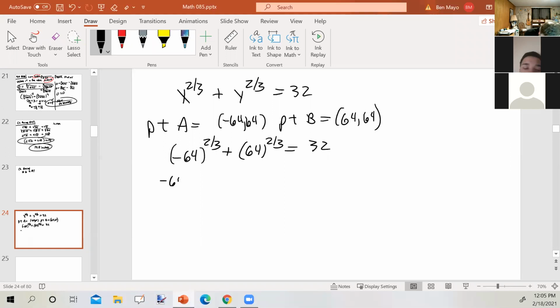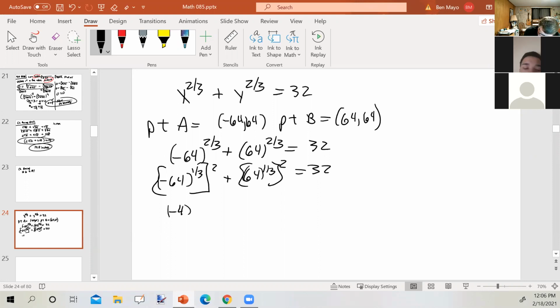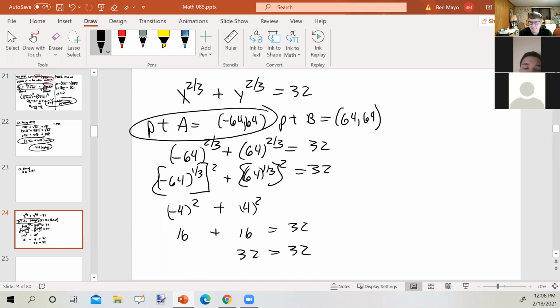So I'm going to think of this as the cube root and then squared, and this as the cube root and then squared. The cube root, the 1/3 power, of negative 64 is negative 4, and that's squared, so we get 16. The cube root of 64 is 4, and that squared is also 16. 16 plus 16 equals 32. So point A is correct. All right. Any questions about that?